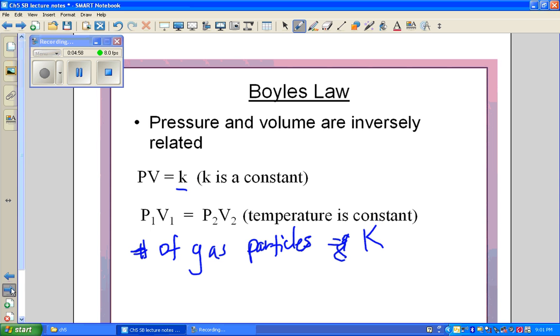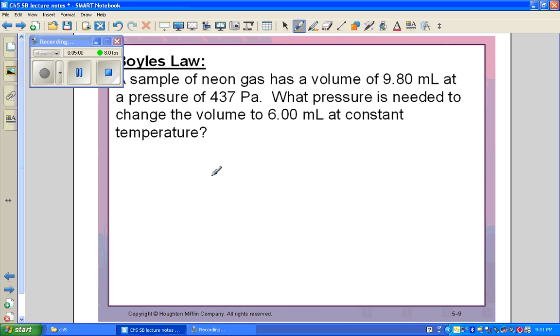So if we take a look, a simple Boyle's Law problem. I have a sample of neon gas that has a volume of 9.80 milliliters, three significant figures there. I have a pressure of 437 pascals. I do not need to convert this to anything. It doesn't matter what unit of pressure you have as long as they're the same. The same goes for volume. You can see I have milliliters here and milliliters here.